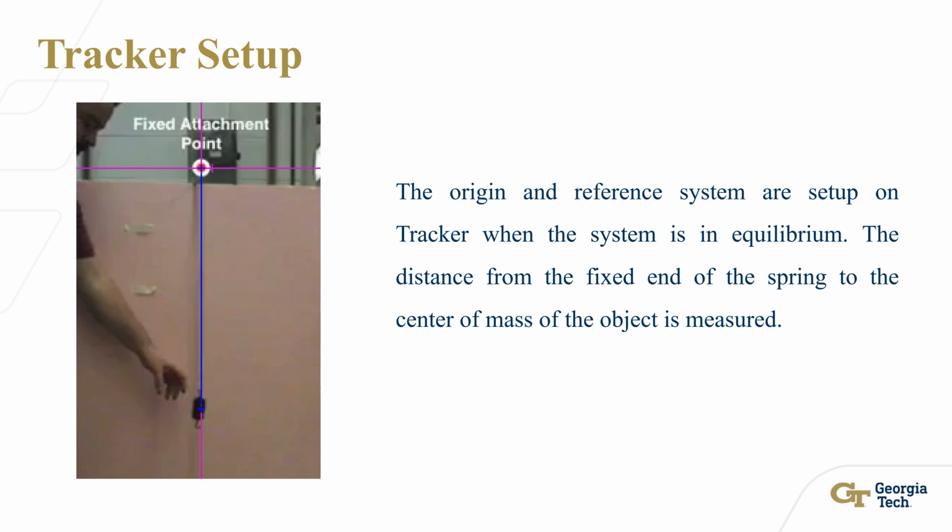On Tracker, the origin and reference system are set up when the system is in equilibrium. The distance from the fixed end of the spring to the center of mass of the object is measured.